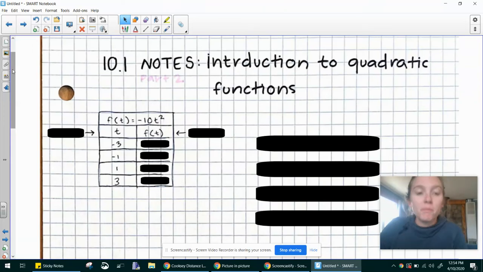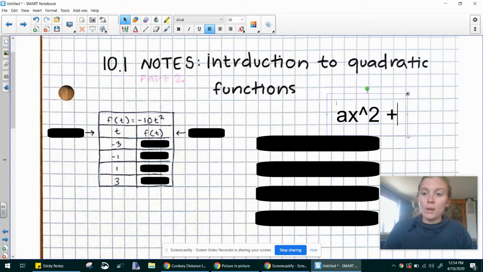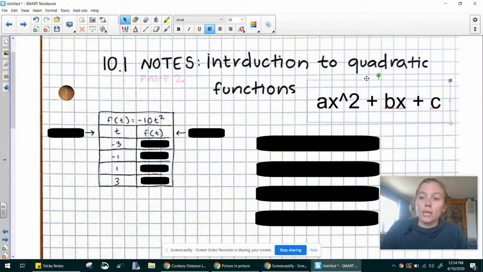Everybody. So welcome to 10.1 Notes Part 2. We are going to be talking more about quadratic functions today. Those were functions in the form ax squared plus bx plus c, and they always form a U shape or a parabola.